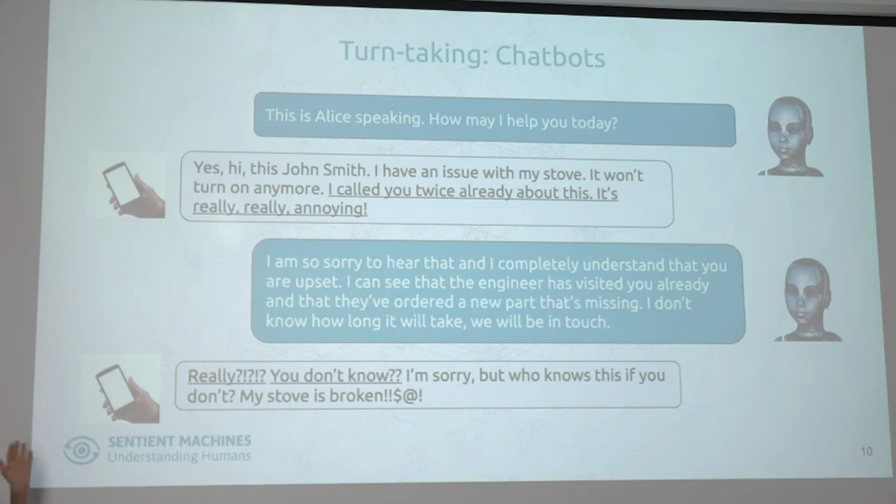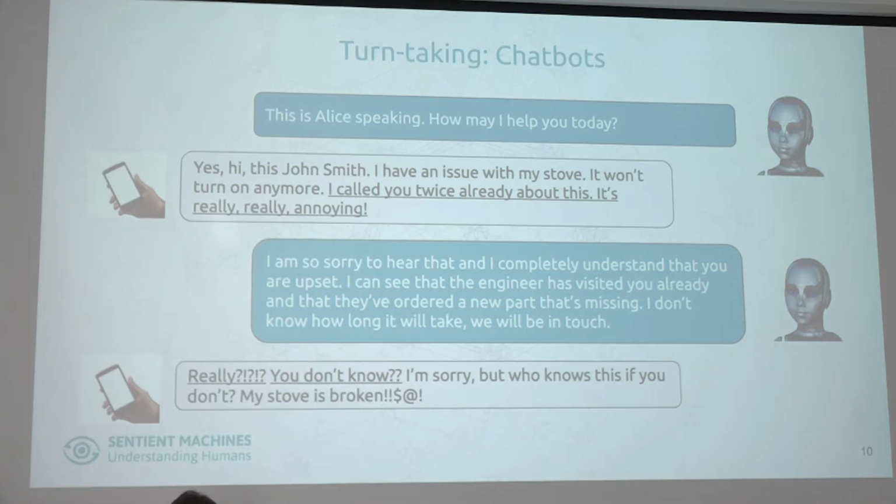Another important aspect is emotion. If you see here, the user is saying on top, I called you twice already about this. It's really, really annoying. So obviously he's not happy. And then down here, he's really happy. If you were seeing this, you would probably imagine someone saying, really? You don't know? Like someone really, really angry. But what happens is people use a lot of punctuation, like exclamation marks, question marks, different emoticons, and so on, to say, I'm not happy. Can you do something about this?